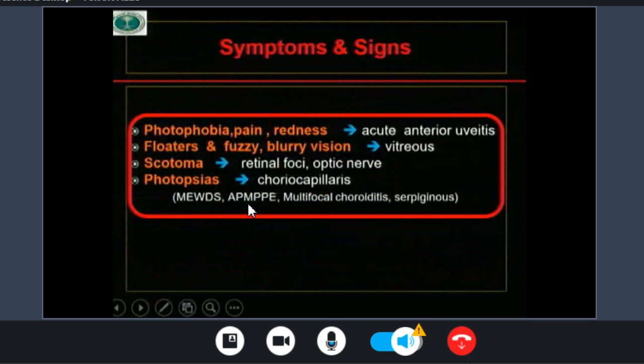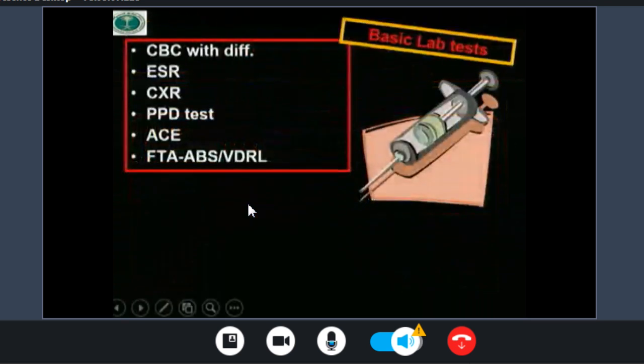So photophobia and redness mostly mean acute anterior uveitis. White floaters and fuzzy, blurry vision, usually you have to think about something in the vitreous. Scotoma is usually an anaphoside, either in the retina or the optic nerve. And then photopsia means inflammation involving the choriocapillaris in cases of white dot syndromes.